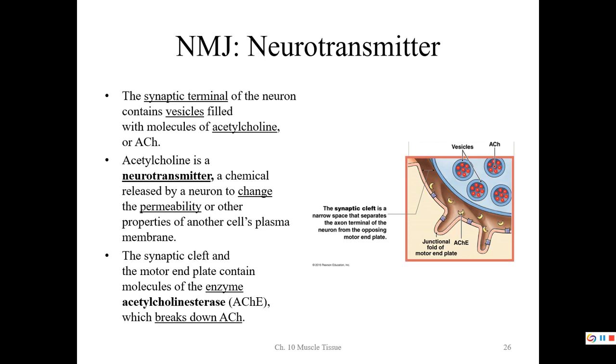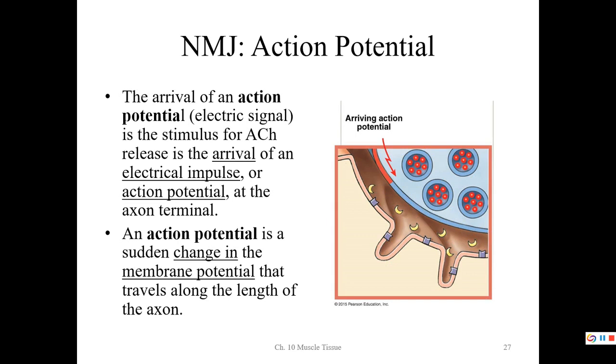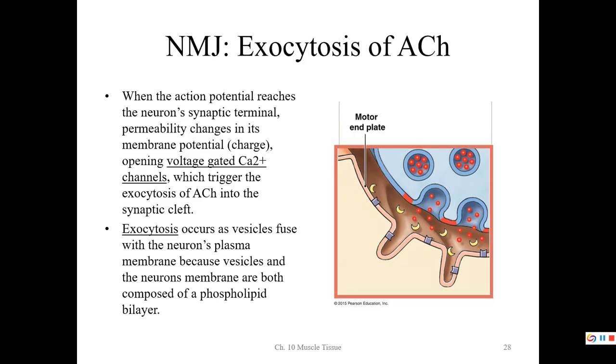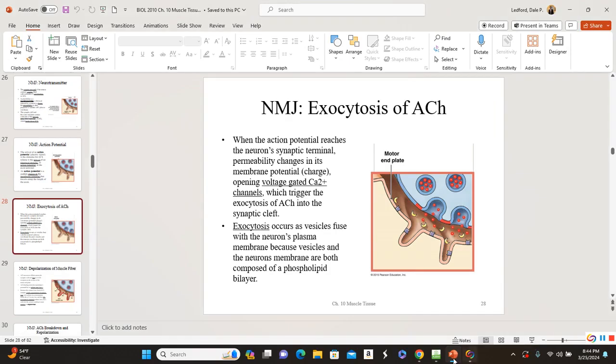Now, we'll talk about that in just a minute. Now, what's going to happen at the NMJ is on the neuron, we're going to have an action potential come down the axon terminal. And that is a membrane change. And then that charge is going to open up what are called voltage-gated calcium channels, and that's going to cause the release of the neurotransmitter acetylcholine.